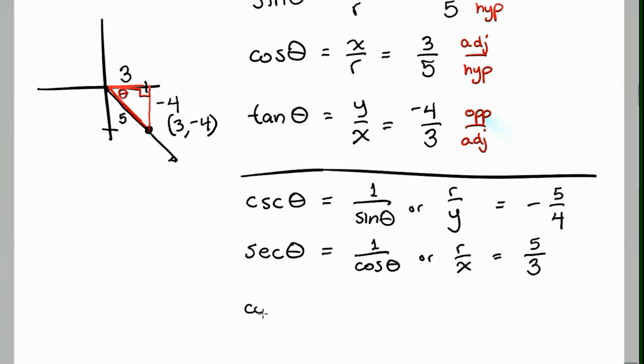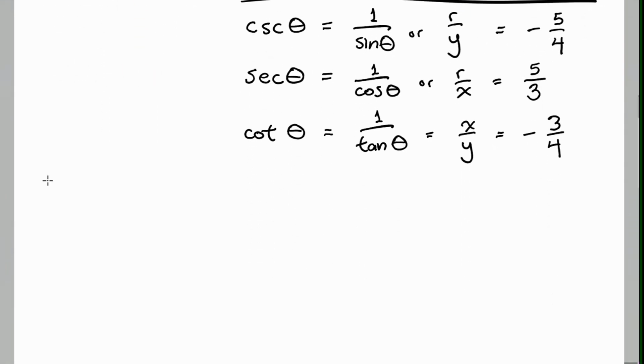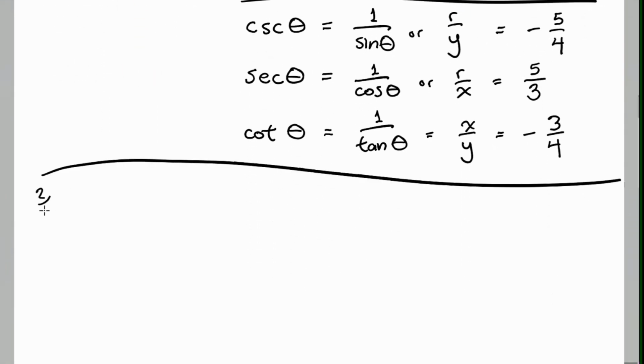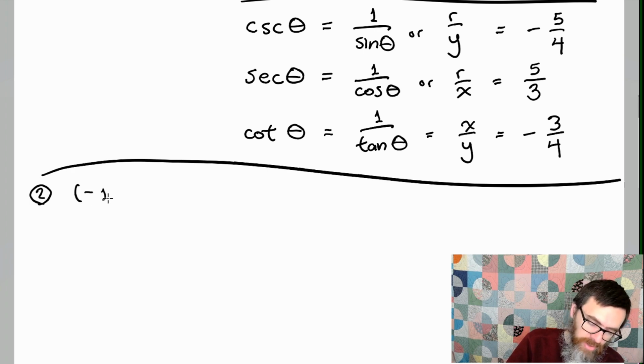And then we have cotangent, the last one to get. Like we talked about before, he is the reciprocal of tangent. In other words, he is x over y, which gives us negative 3 over 4. So that's how we would find the 6 trigonometric function values if all we have is the point that we're going through. Okay, so let's look at number 2. In number 2, we are going through the ordered pair negative 12, negative 5.